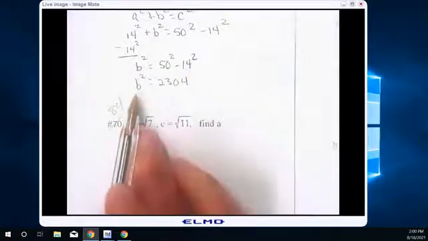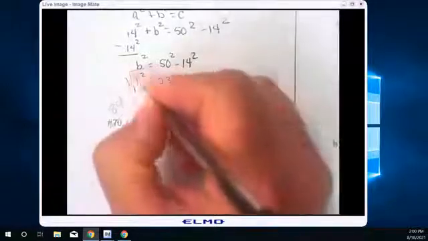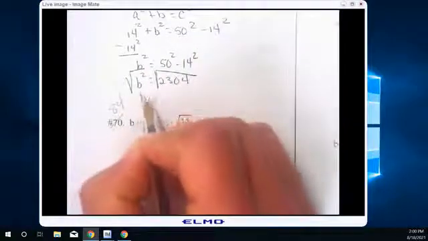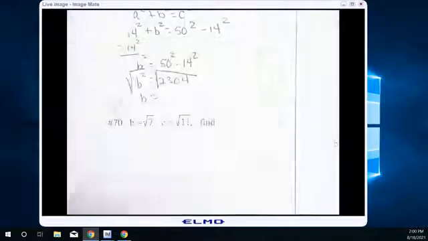How do I undo the square? Square root. Yes. You take the square root to undo a square, and the handy dandy calculator says it's 48. So B is 48.